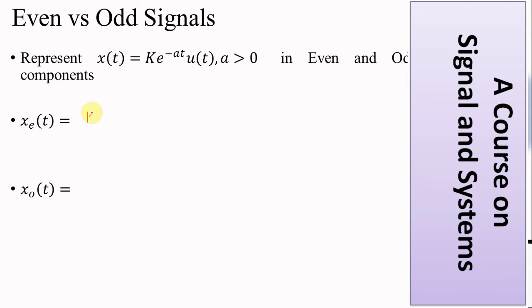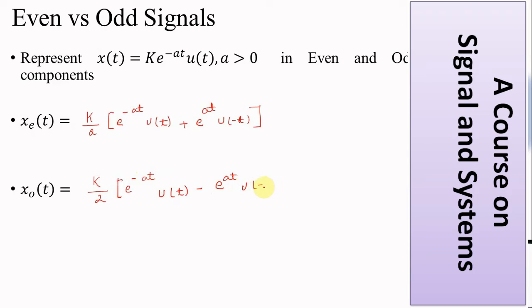So the even component can be written as k/2 [e^(-at) u(t) + e^(at) u(-t)]. Similarly, the odd component shall be written as k/2 [e^(-at) u(t) - e^(at) u(-t)], and thus we have the even and odd components of a signal which is neither even nor odd. So in this way we can formulate it.